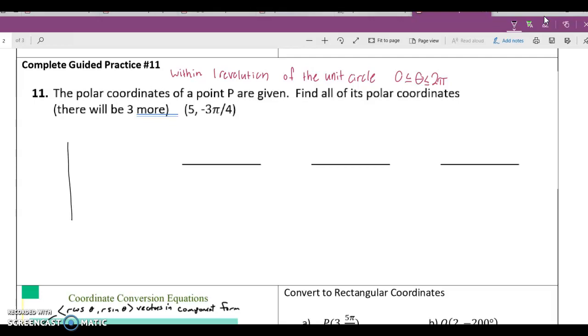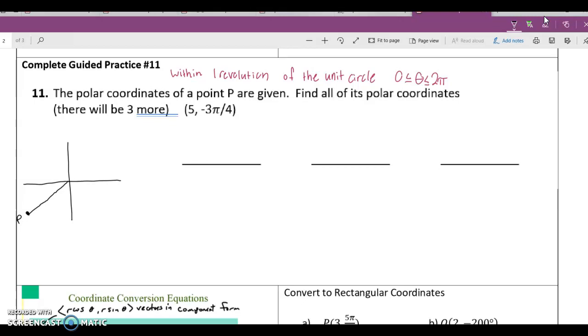If we are in our polar coordinate system, we're starting here, we're going negative 3 pi over 4. So pi over 4 is right here, 2 pi over 4, 3 pi over 4, and then we're going to be going out 1, 2, 3, 4, 5. That's okay. All right, so this is our point P, and we want to find different ways that we can represent that point P in polar coordinates.